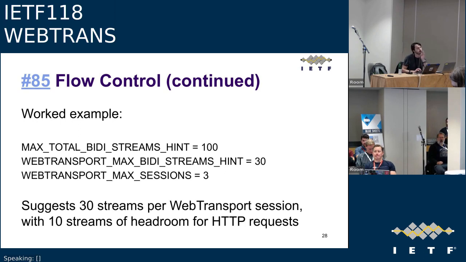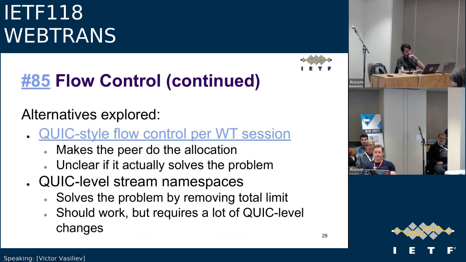Next slide. There are some alternatives that are probably all of them in theory more complex. One of them is to do QUIC style flow control and make the server ensure that everything is allocated fairly, and then tell what the limits are to the peer. And the second one is you just remove the global limit and then for every session you set your own limits, but you need to change the protocol for that. So that is roughly the proposals.